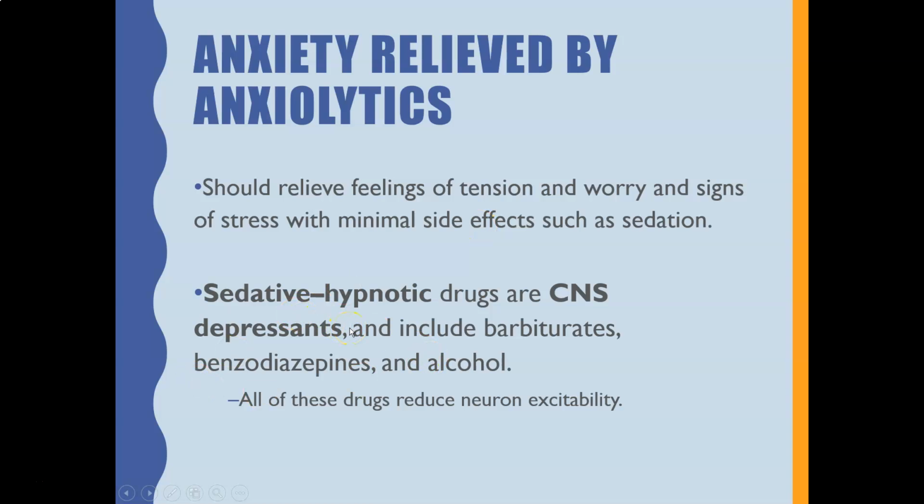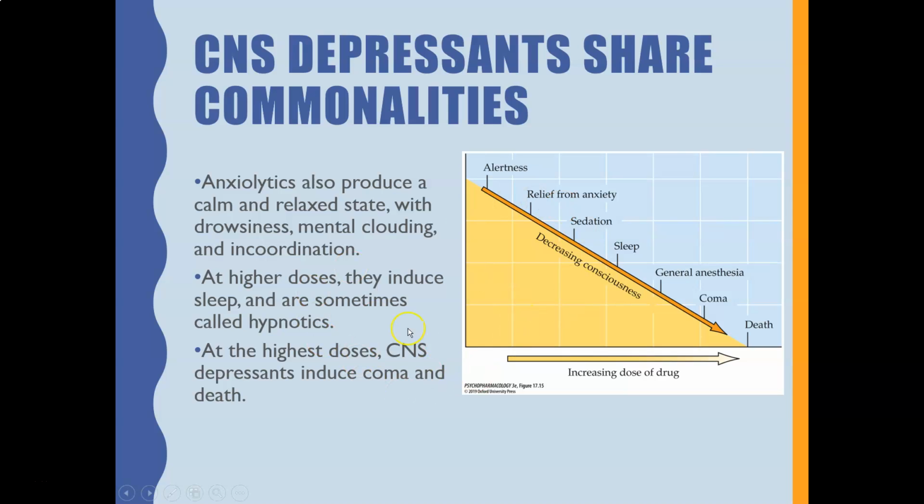Now, when we talk about certain types of anxiolytics, one type of drug that we are going to mention is what is known as a sedative hypnotic drug. These are going to be depressants, and they do actually include things like barbiturates, benzodiazepines, and alcohol. All of these reduce neuron excitability largely through the actions related to GABA. So CNS depressants such as barbiturates, benzodiazepines, and alcohol all share some commonalities.